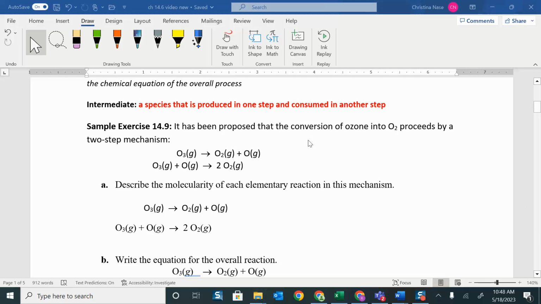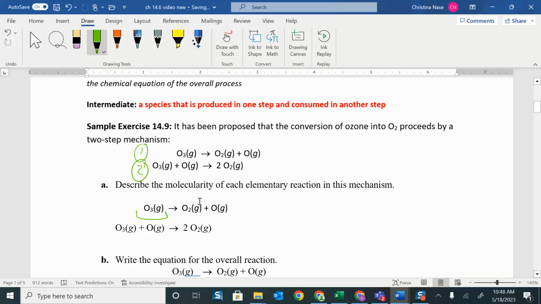It's been proposed that the conversion of ozone into O2 proceeds by a two-step mechanism. So here's our mechanism. This is step one. This is step two. And they want us to describe the molecularity of each elementary reaction. So is this unimolecular, bimolecular, termolecular? What do we have here? For step one, I have exactly one reactant, so we're going to call that one unimolecular.